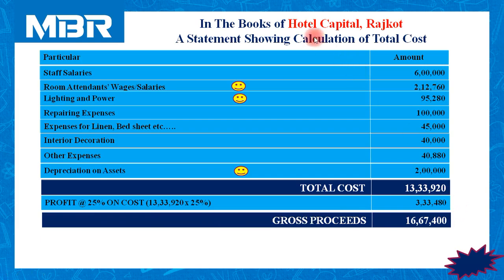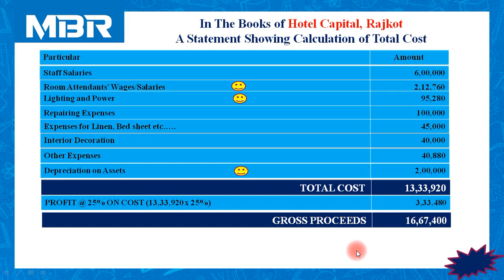In this way, Hotel Capital Rajkot has collected a total amount of rupees 16,67,400 out of operating the services of the hotel. With this calculation, we have completed the calculation related to total revenue or total income. But this is not the end of our answer.